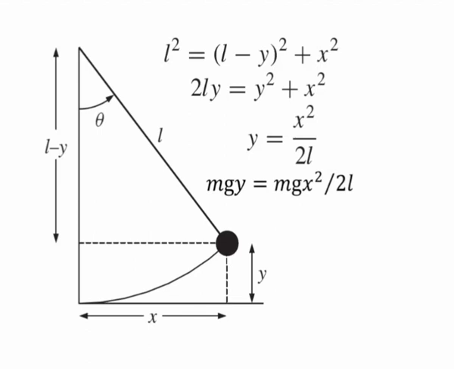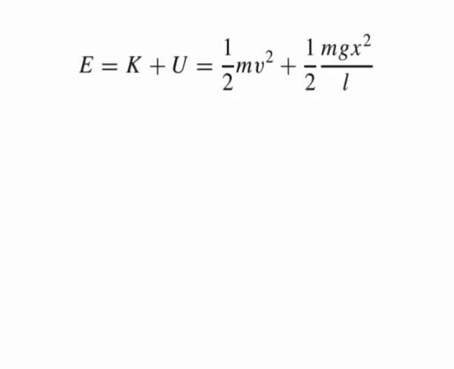The total energy of the system E is given by the sum of the kinetic and potential energies, that is, E = K + U = 1/2 mv² + 1/2 mg x²/L. At the turning point of the motion, when x = a, the velocity v is 0, giving E = 1/2 mg a²/L.